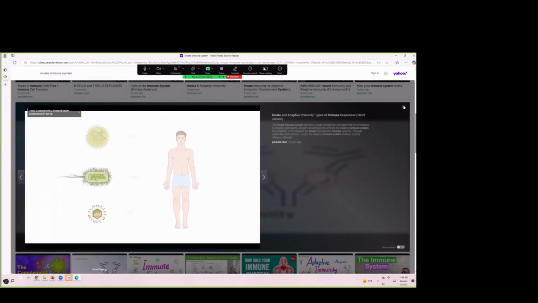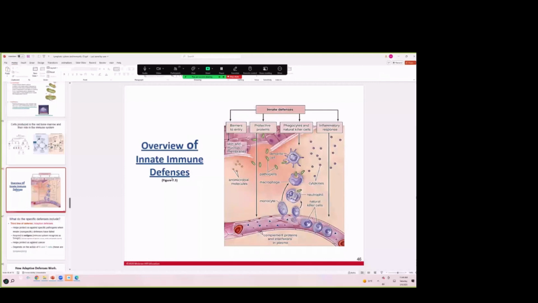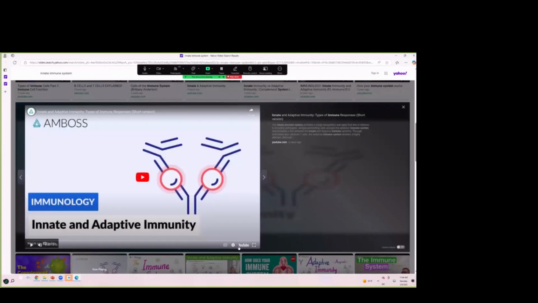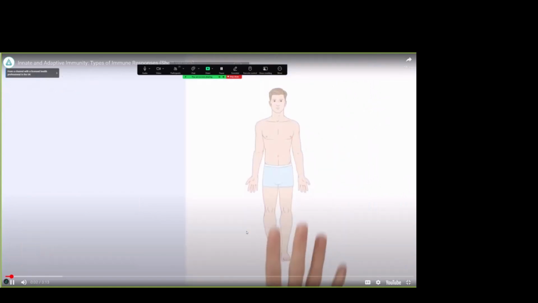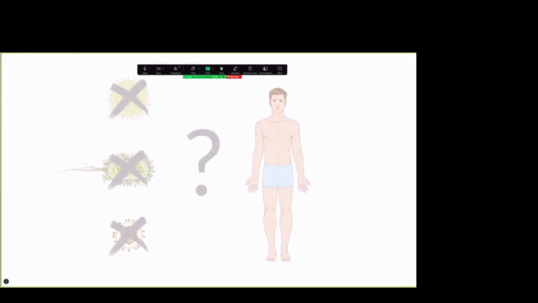Every day, we're exposed to countless pathogens, but we don't get sick every time. So how does the body recognize and fight these pathogens? Let's discuss this step by step.